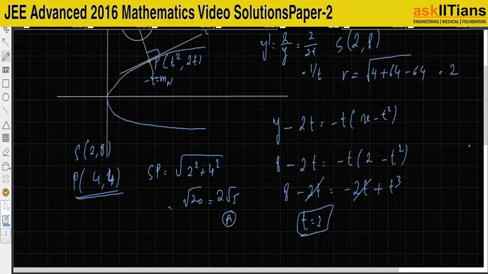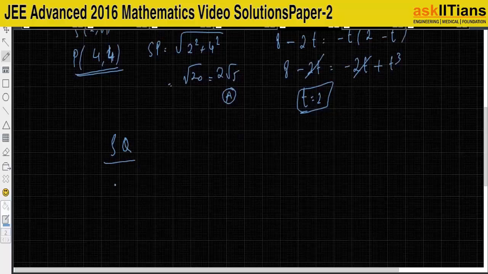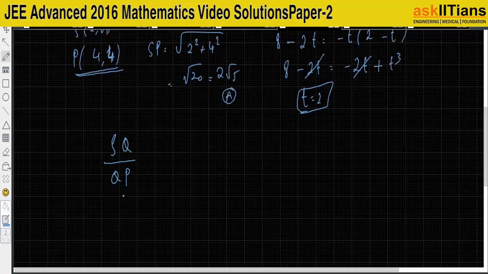Now in the second option I have to find this ratio, right? That is SQ divided by QP. What is Q? Q is a point that divides. What is Q?